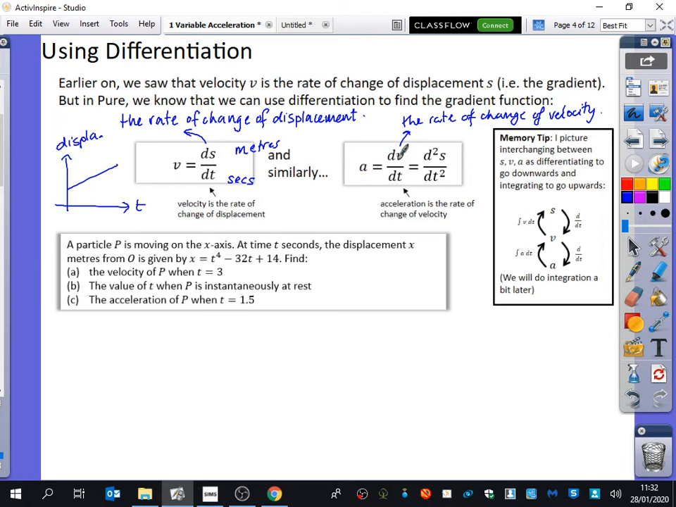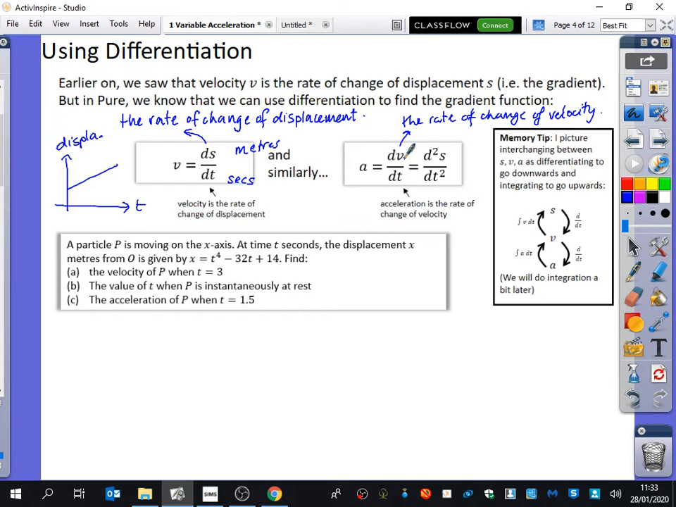So it's the rate of change of velocity, and it's also the second derivative of the displacement, because dv/dt is d/dt of ds/dt. So if you differentiate ds/dt again, you get d²s/dt². So acceleration you find by differentiating the velocity with respect to time. Sorry, not the velocity again. You differentiate the displacement twice, or the velocity once, to give you the acceleration.